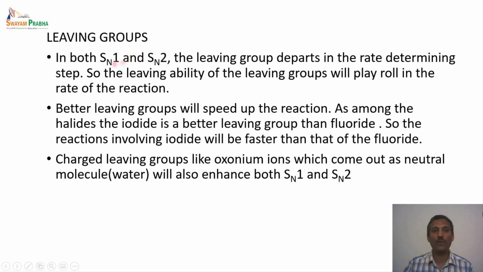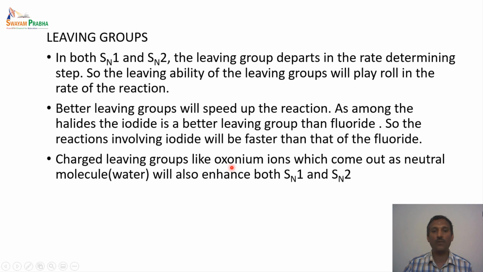And when we talk about the leaving groups, in both SN1 and SN2 reaction, the leaving group departs in the rate determining step. So, the leaving ability of the leaving group will play an important role in the rate of both SN1 and SN2 reactions. In other words, the better leaving groups like iodide will speed up the reactions. And among the halides, as we know, iodide is the best leaving group compared to fluoride. So it favors both the SN1 and SN2 reactions. In other words, the reactions involving iodide will be much faster compared to fluorides.